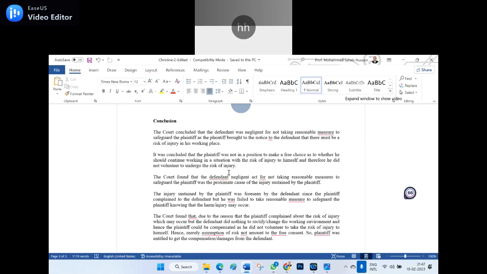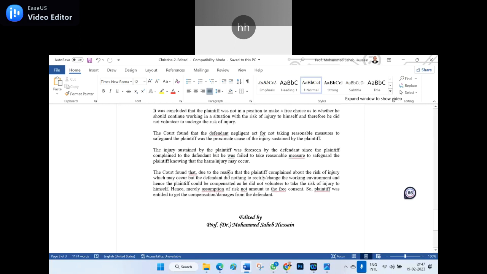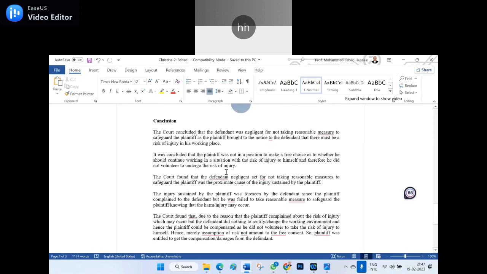Please be precise and use the issue, supporting documents, supporting case laws, supporting sections, supporting maxims, supporting dictionaries, supporting anything that will be reflected in the rules. So here are five issues. I made 1, 2, 3, 4, 5, not more than five. Regarding the court, it concluded that the defendant was negligent for not taking reasonable measures to safeguard the plaintiff, and the plaintiff brought notice to the defendant that there was a risk of injury in his working place. That is the first issue.